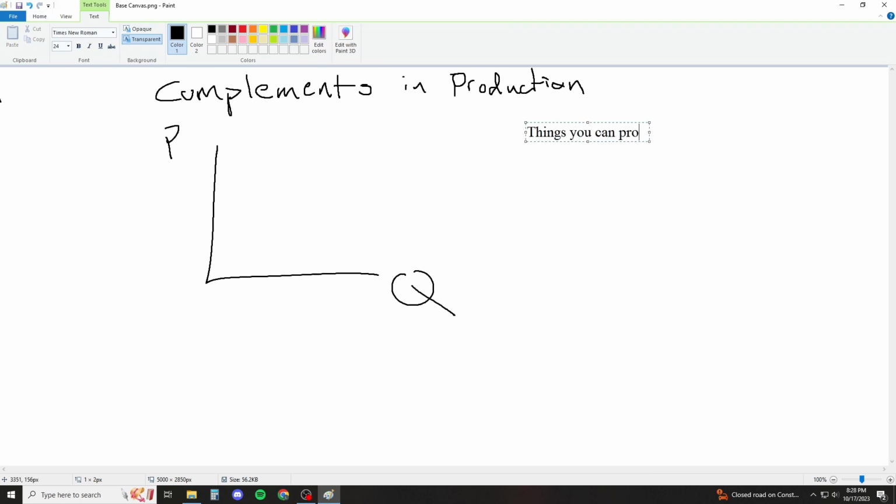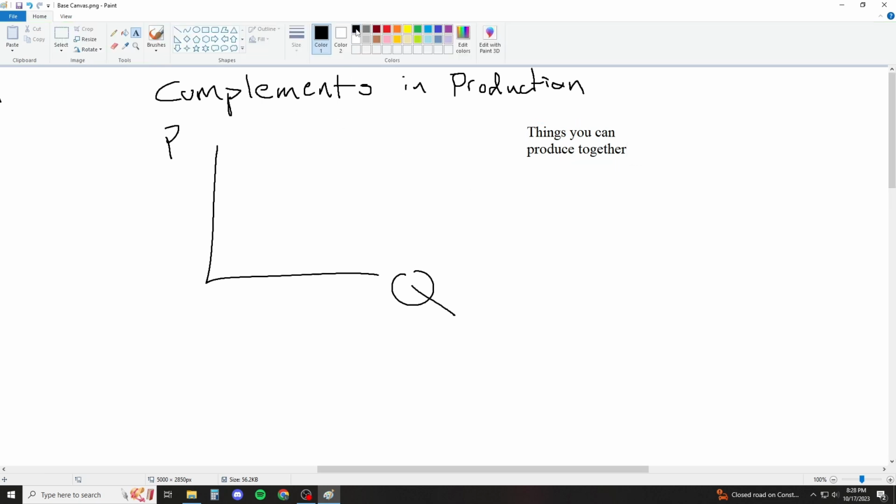So over here, things you can produce together, right? Think of an example like leather and beef. How do you get leather? You kill a cow. How do you get beef? You kill a cow. Okay? And so these are things that you can produce together. Let me draw my starting graph.